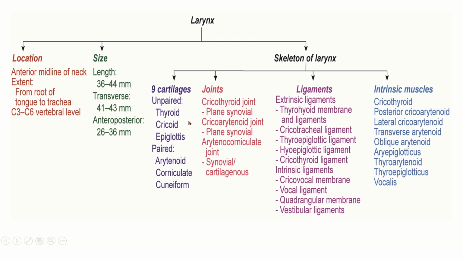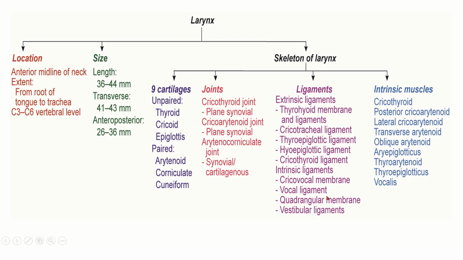So there are a total of 9 cartilages. Unpaired cartilages are thyroid, cricoid, and epiglottis, and paired cartilages are arytenoid, corniculate, and cuneiform. There are a few joints within the larynx: the cricothyroid joint, which is plain synovial type, the cricoarytenoid joint, which is plain synovial type, and the arytenocorniculate joint, synovial or cartilaginous.